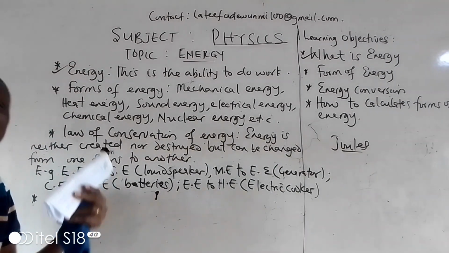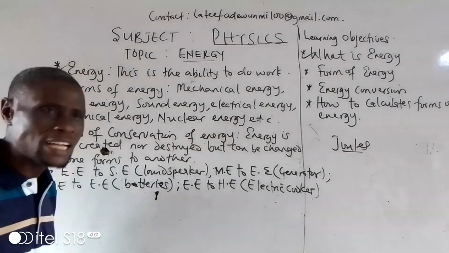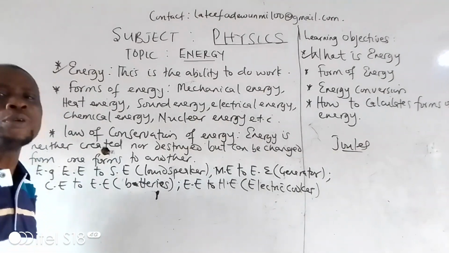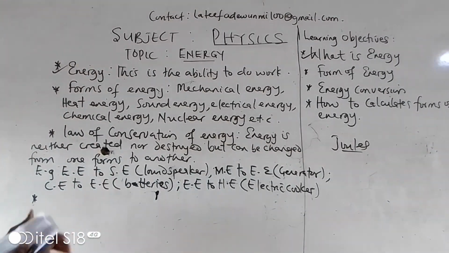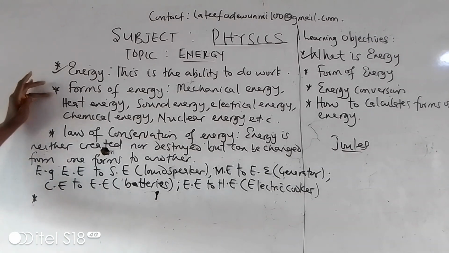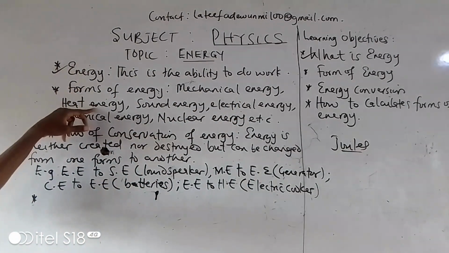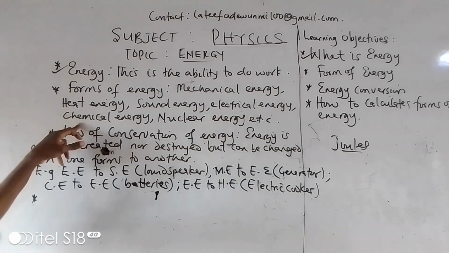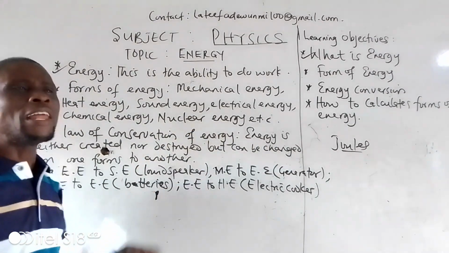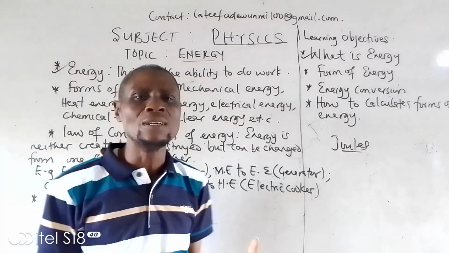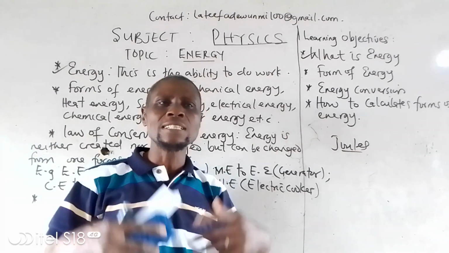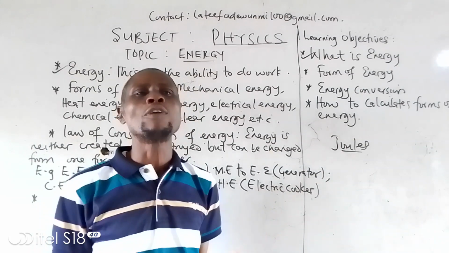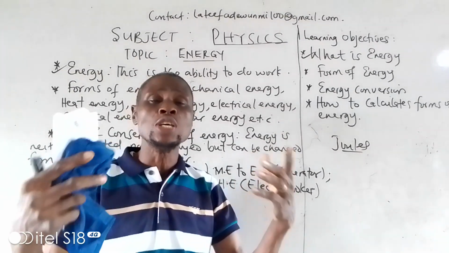We have mechanical energy, electrical energy, heat energy, sound energy, and the rest. You can see on the board the forms of energy: mechanical energy, heat energy, sound energy, electrical energy, chemical energy, nuclear energy. Likewise, we also have solar energy. Solar energy is the energy that combines light and heat together. So a combination of heat and light gives us solar energy, energy from the sun.